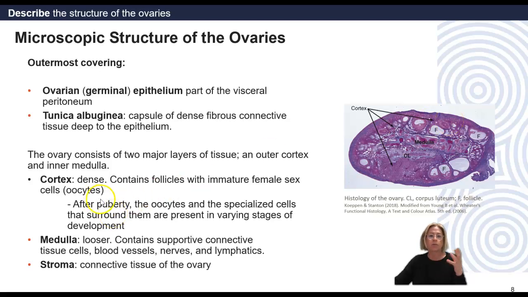Now, once a female reaches puberty, the oocytes and the specialized cells that surround them are present in varying stages of development. And we're going to spend the next few slides talking about this. In the medulla, though, it's much looser, and this is where we find the connective tissue cells, the blood vessels, the nerves, and the lymphatic vessels. And the stroma then is the connective tissue of the ovary.